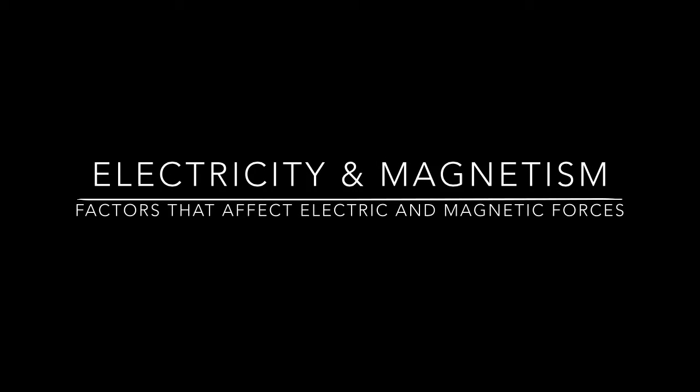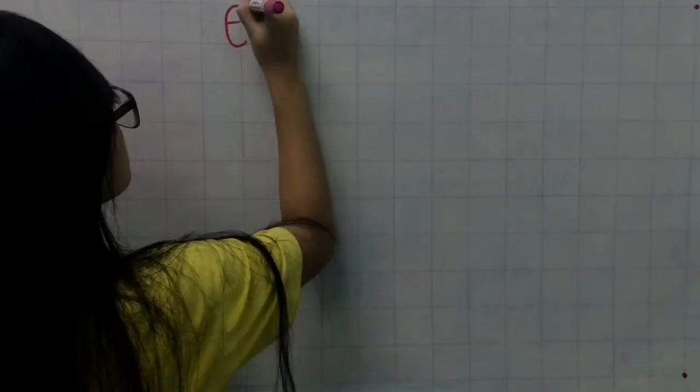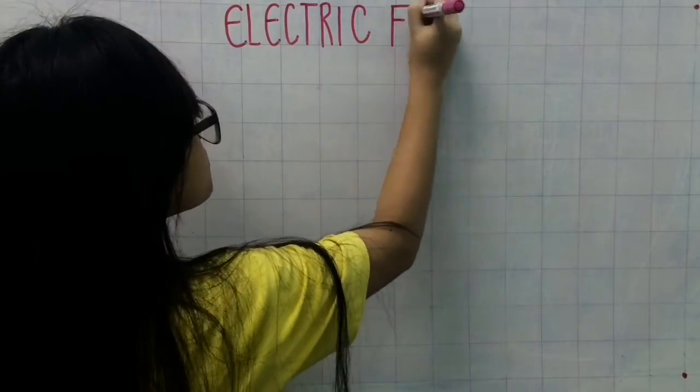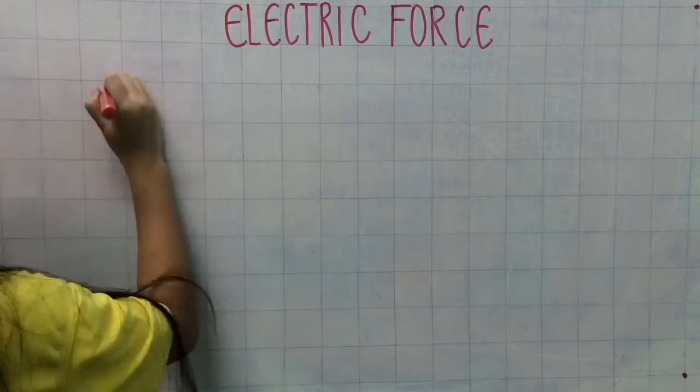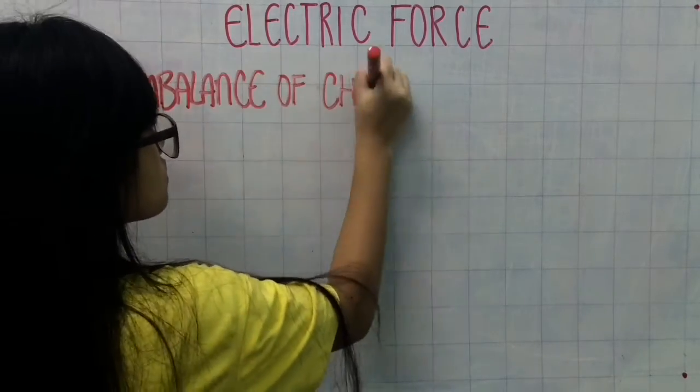Our last unit will be electricity and magnetism. The first topic for this unit will be the factors that affect the strength of electric and magnetic forces. Let's start with the factors that affect electric force. There are three reasons why electric force is affected.